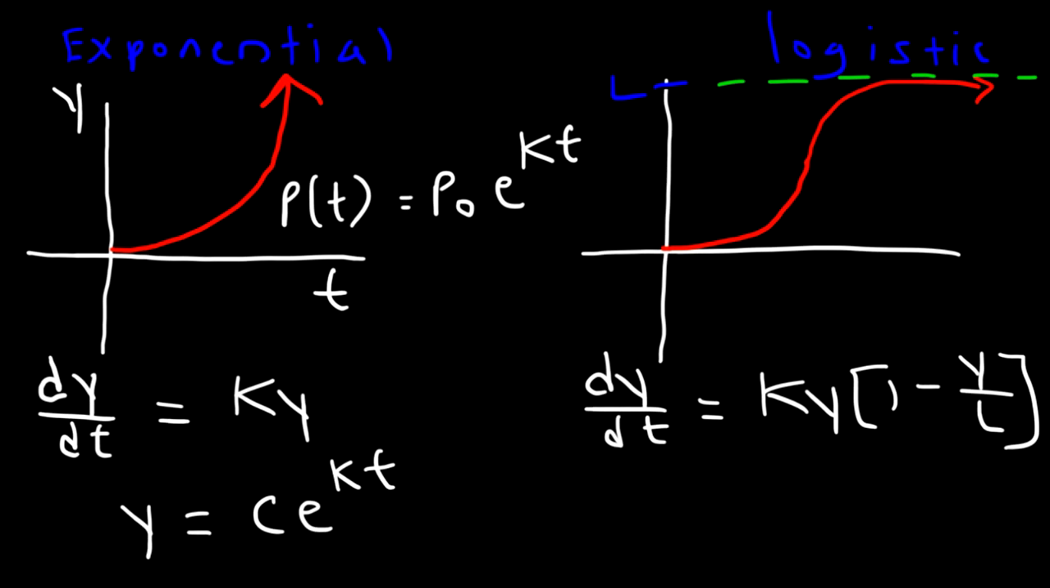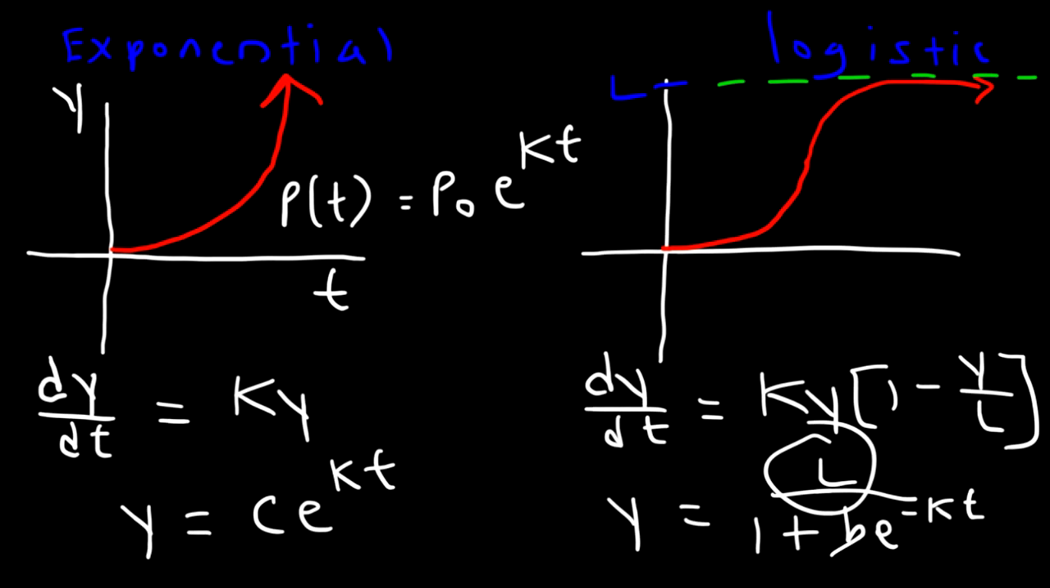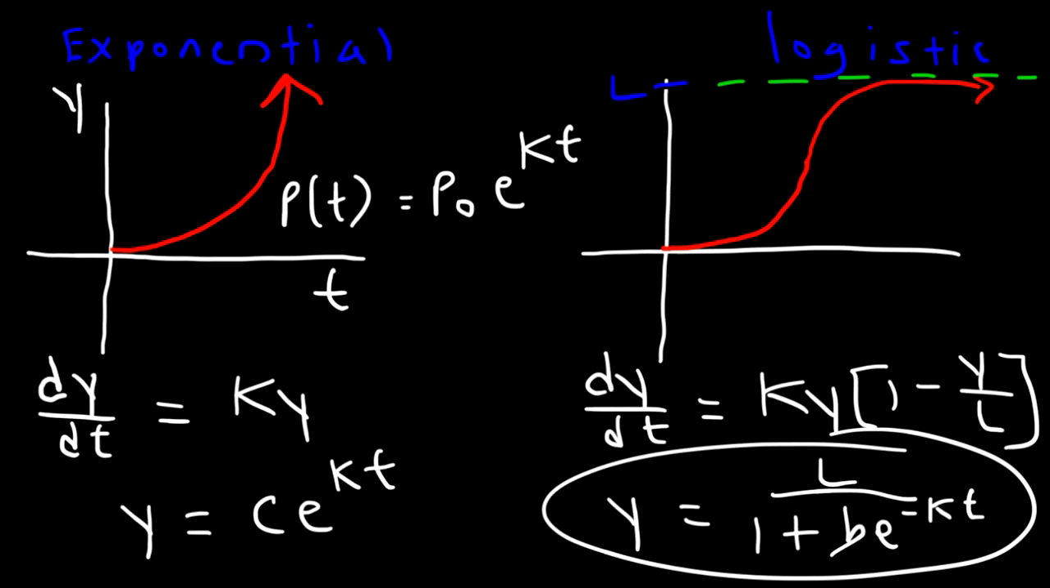Now, for the logistic curve, it looks like this. y is equal to L divided by 1 plus b times e raised to the negative kt, where L is the carrying capacity, k is the relative growth rate, it's a constant, and b is another constant that you have to deal with. So this is the general solution for a logistic curve. And if you want to, you can replace y with p of t.